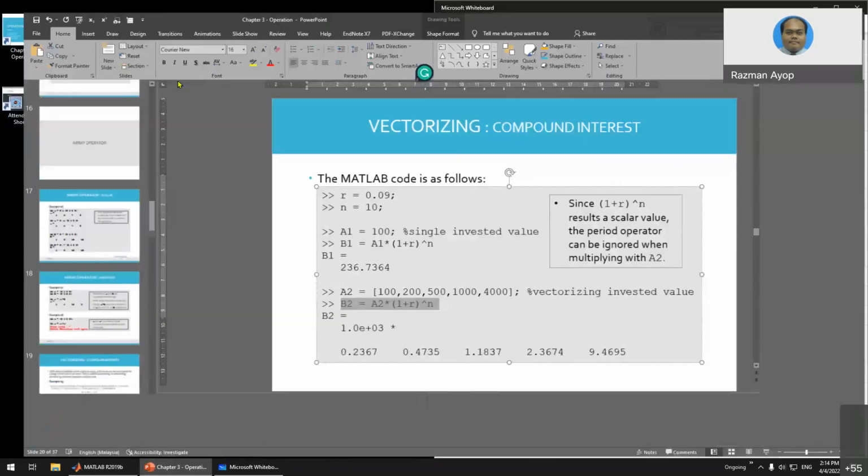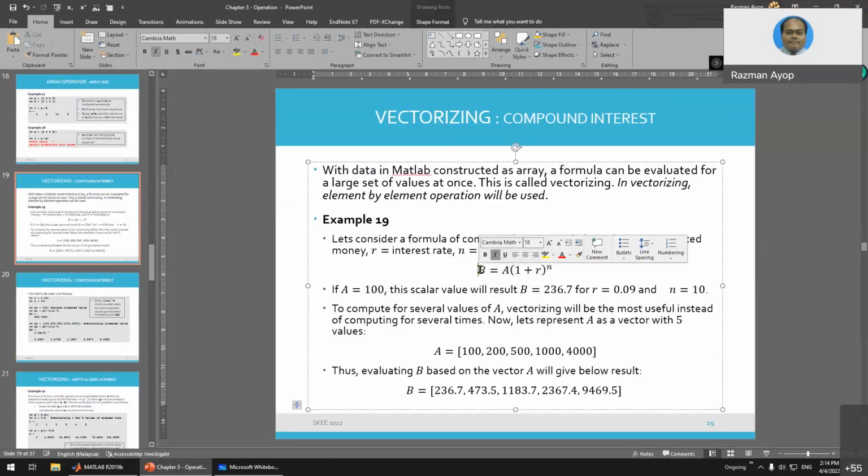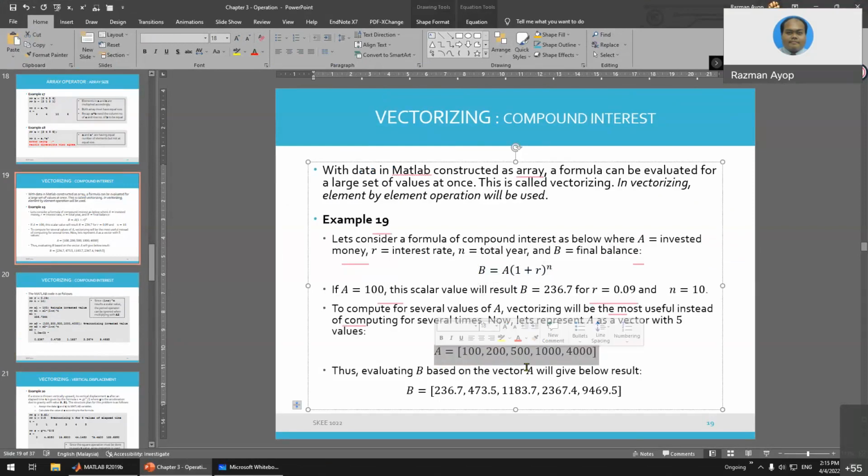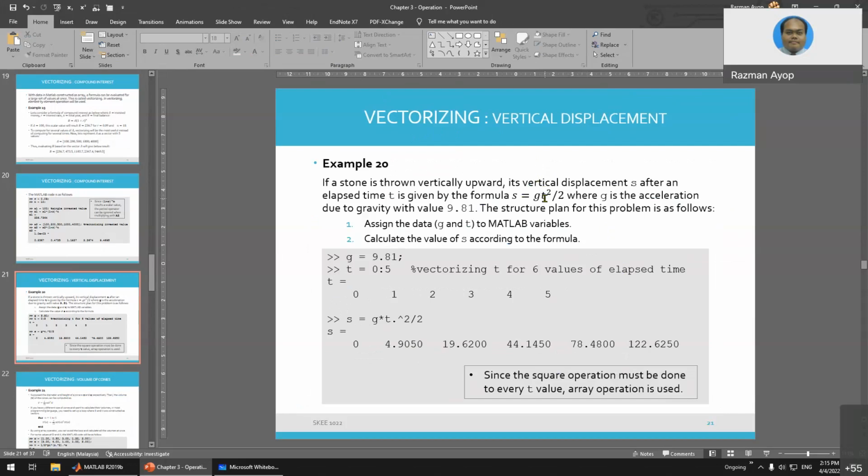Okay, so make sure you understand how to vectorize some problem. If you have an equation with multiple values for one of the parameters, you can just make it an array, or vector, and you will get the answer. So this is a simple way to do vectorizing.